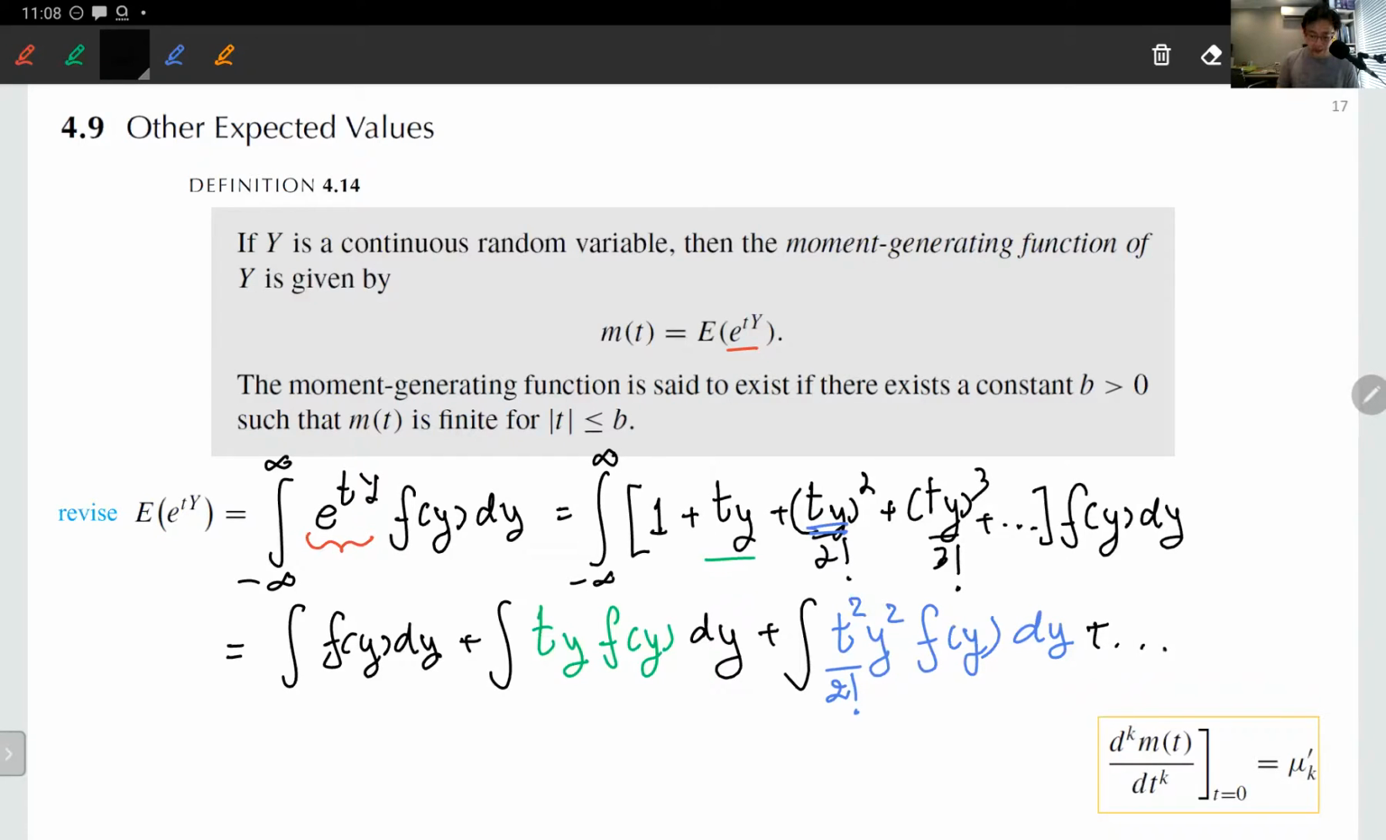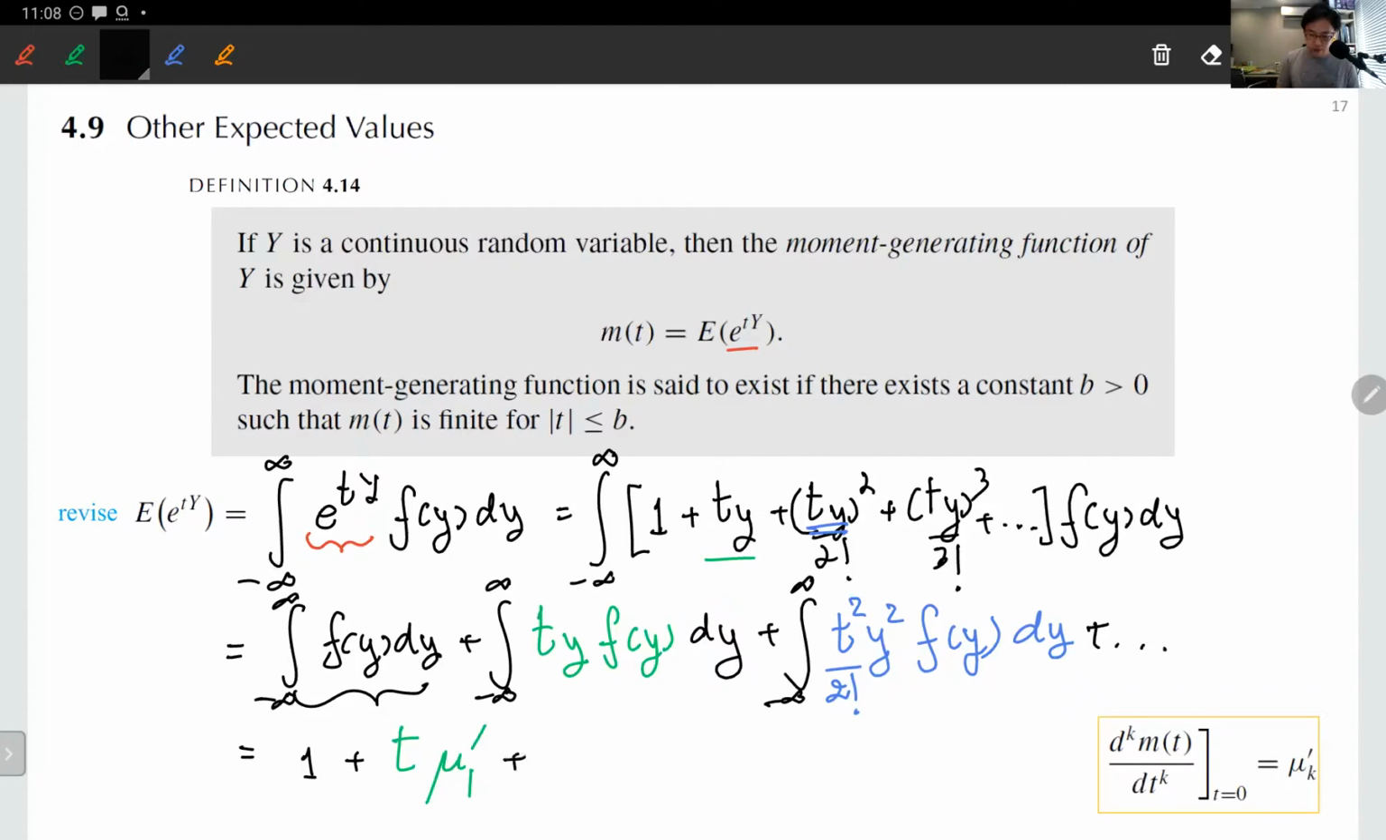And what you can see is the first term just gives you 1, because it's an integral everywhere. Don't forget your integral is everywhere. If you integrate the whole density function everywhere, you get 1. The second term has a t factor. You pull that t factor out to the front. Whatever you have left in your integral will be your first moment about the origin. Good.